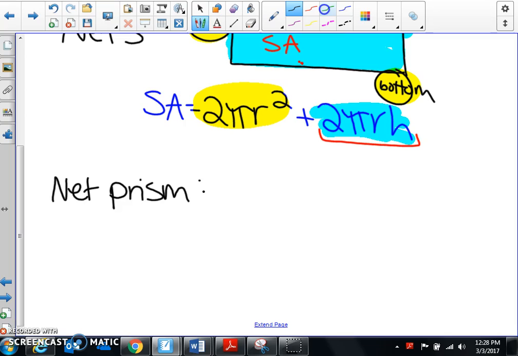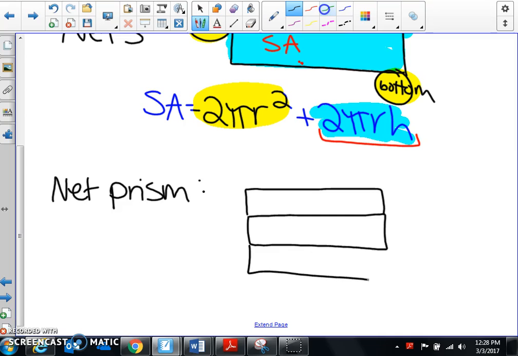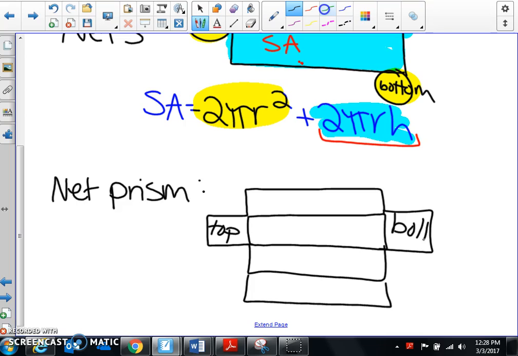Okay, now if we look at the net for a prism, and once again, we're only talking about rectangular prisms. So if we look at a prism and we undo the sides, there's one side, another side, another side, another side, and then there's the top of the box and the bottom of the box. So this is top, this is bottom.